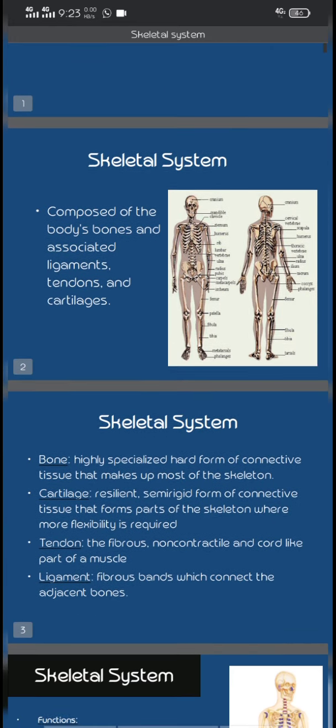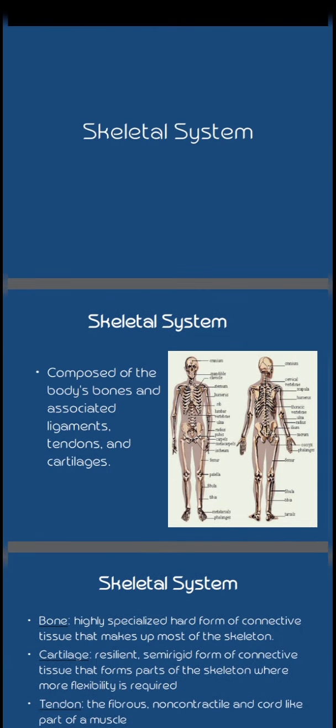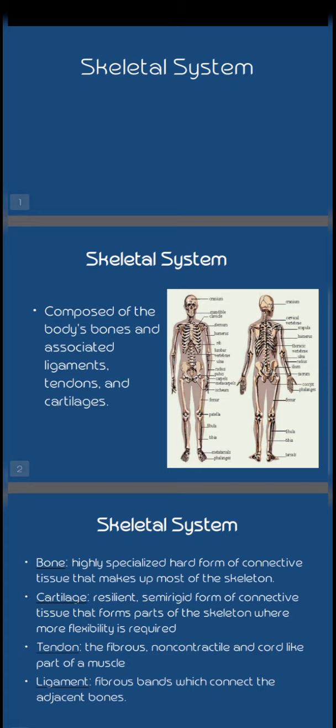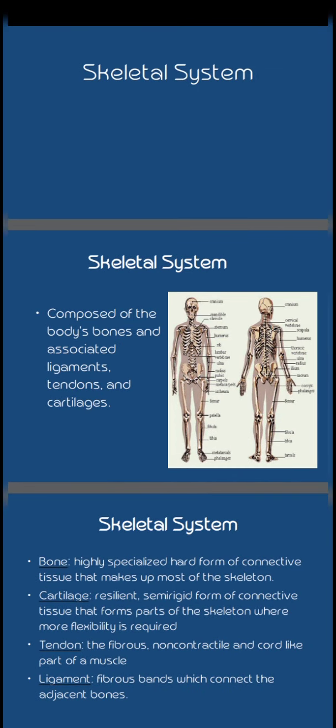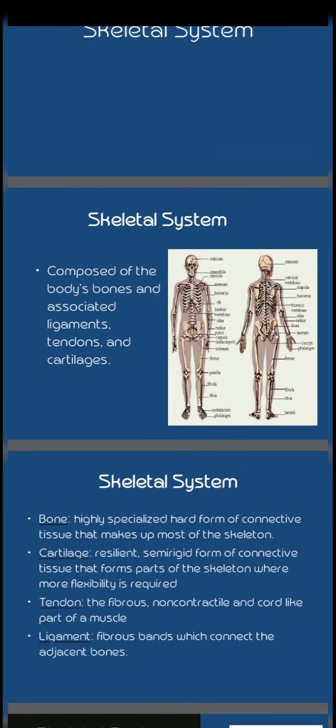So let's see what is skeletal system. Skeletal system is composed of bones and associated ligaments, tendons and cartilages. So basically our skeleton and anything that helps in maintaining our posture, anything that helps in keeping the skeleton intact is known as skeletal system.